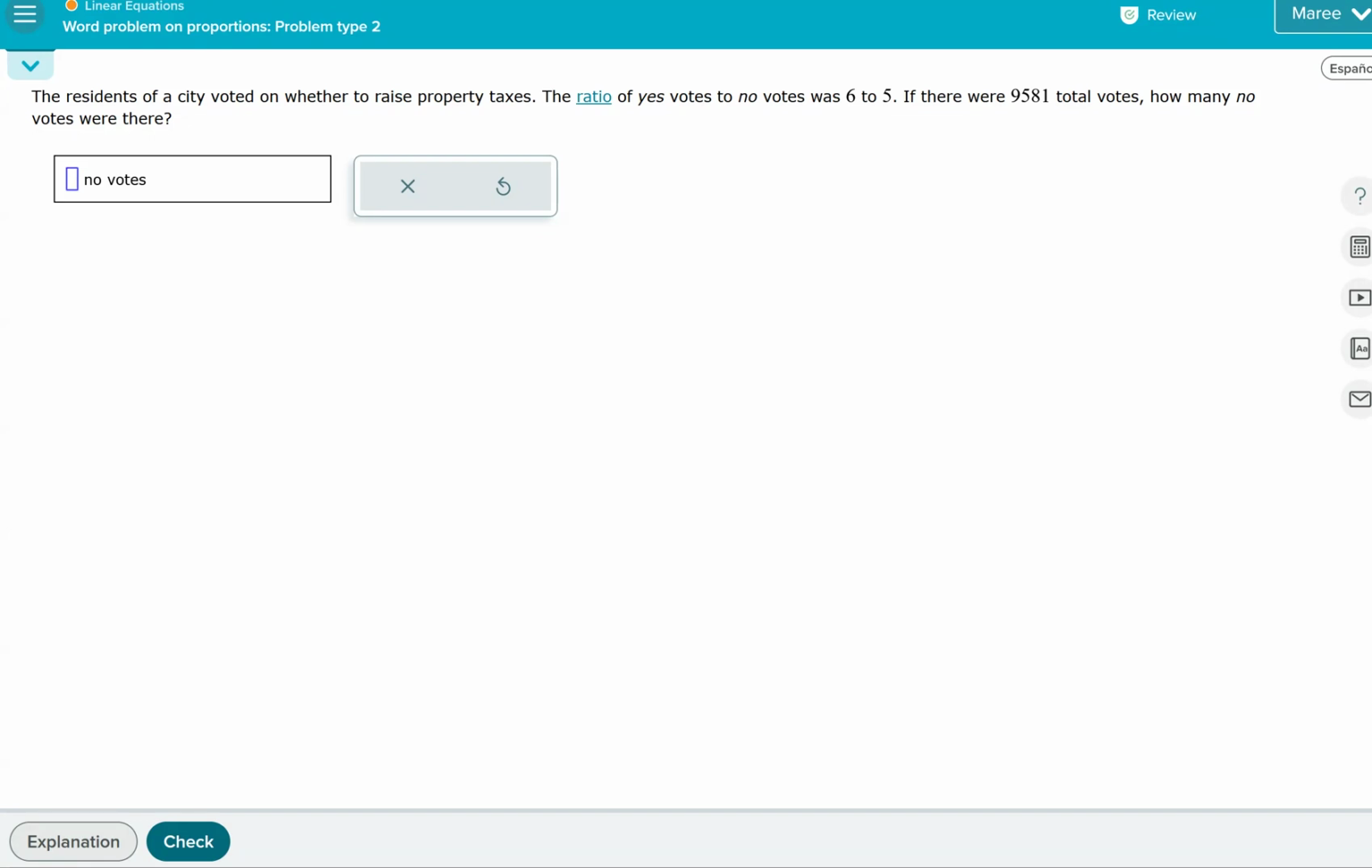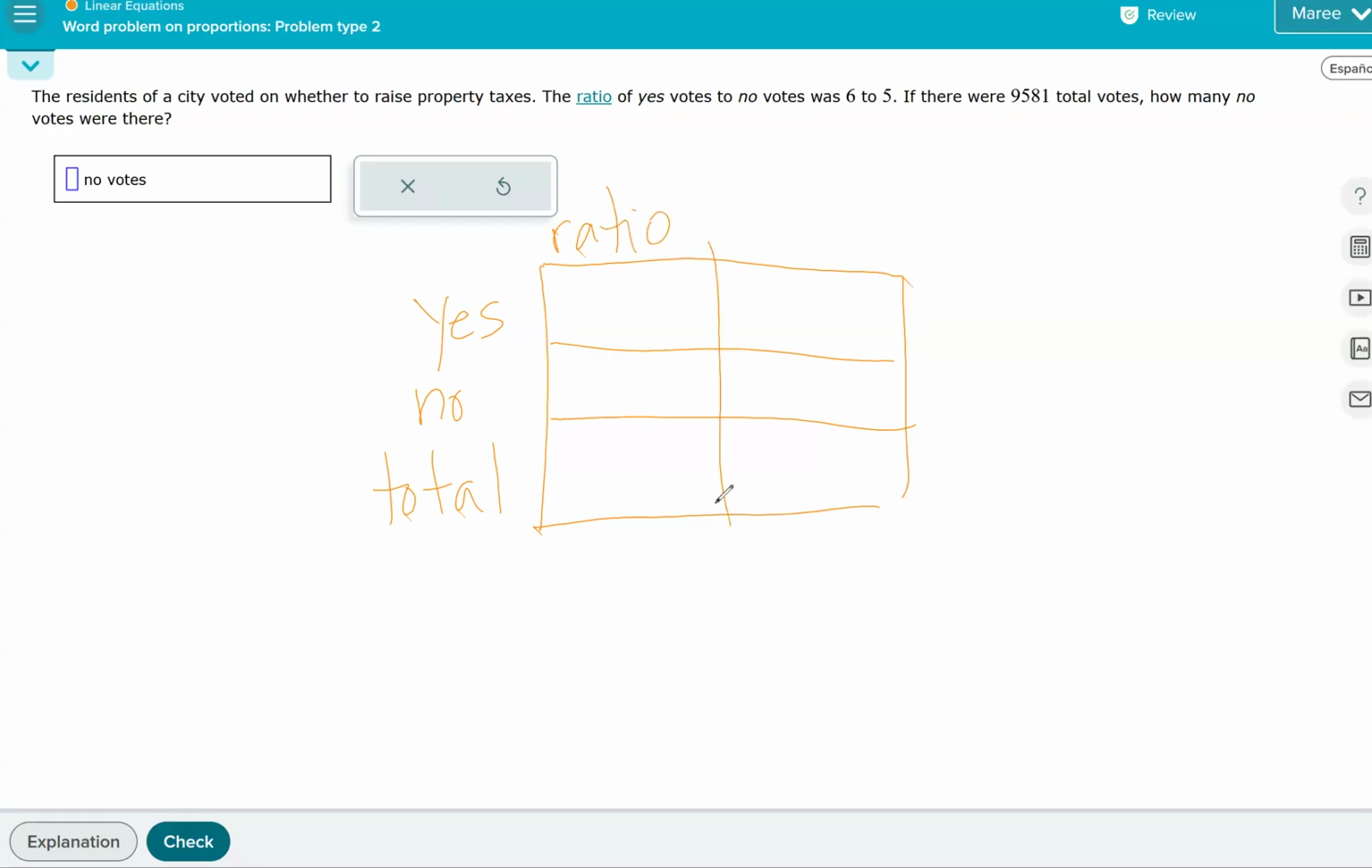So we're going to do a ratio box with total. So we have yes, no, and total. And we have what's called the ratio. And then this will be our actual count. So this will be where we put our 9,581, and where we're looking for the actual count of no's.